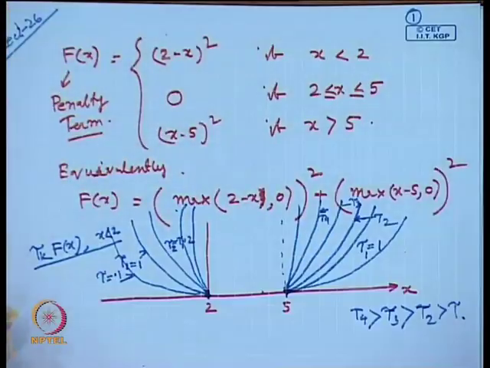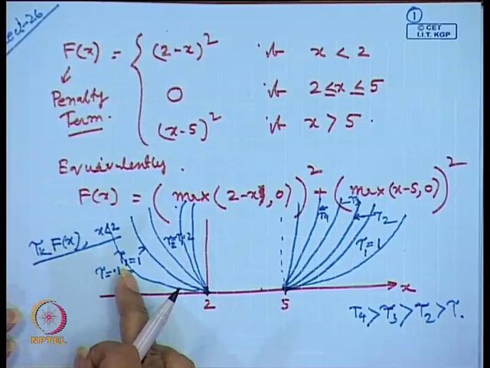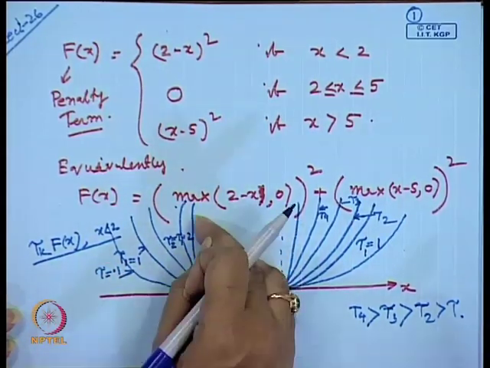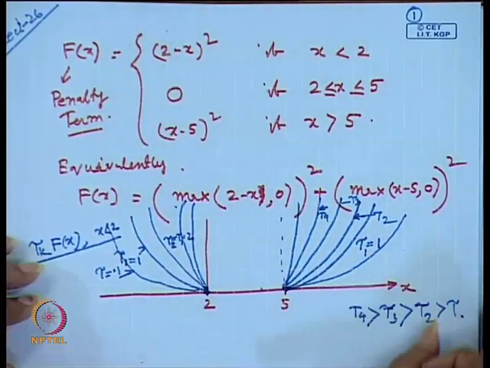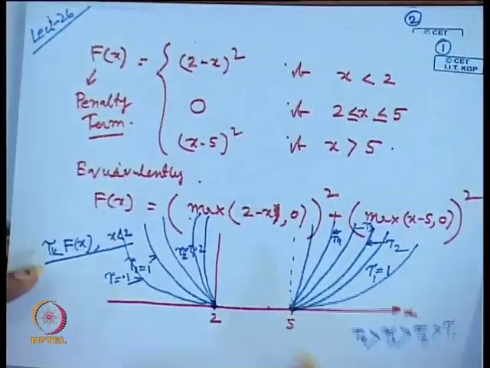Also, you see, as you approach the values of tau from a low value to increasing, we are approaching the optimum value of these functions, at the point where we get the optimum value of the function. So, let us work out some problems.